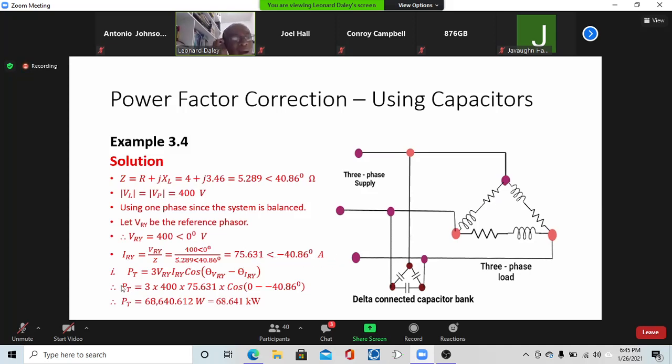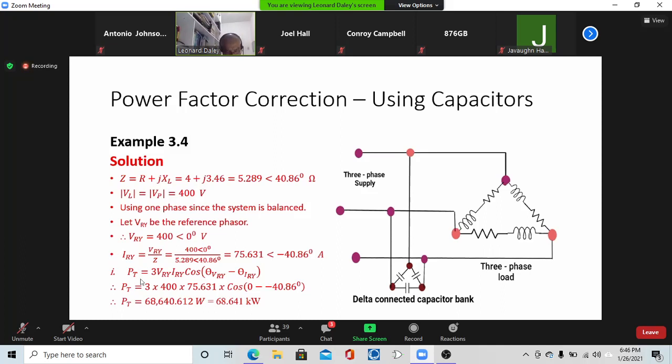75.631. All right, now the total power, since it's a balanced system, we just need to find the power in one phase and multiply by 3. So the total power then would be 3 V phase, I phase, cos the cosine of the phase angle between the current and the voltage phasors. So it's 3 times 400 times the 75.631 times the cos of 0 minus 40.86. All right, so the total power works out to be 68,640 watts, right? Or 68.641 kilowatts.